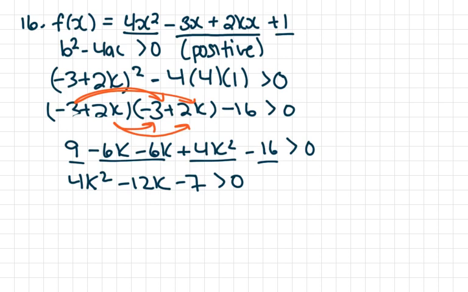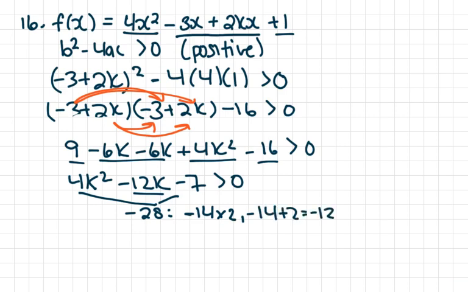And I'm going to factor this to find the possible k values. So 4 times negative 7 is negative 28. Two numbers that multiply to negative 28 and add to negative 12 would be negative 14 times positive 2. And then negative 14 plus 2 equals negative 12. So 4k squared plus 2k minus 14k minus 7 is greater than 0.